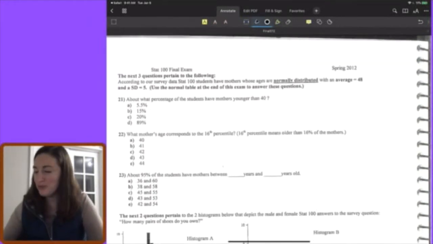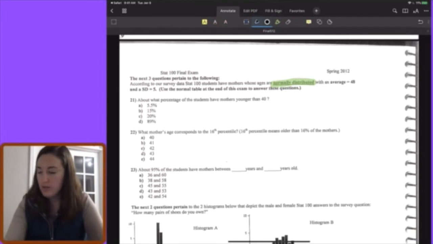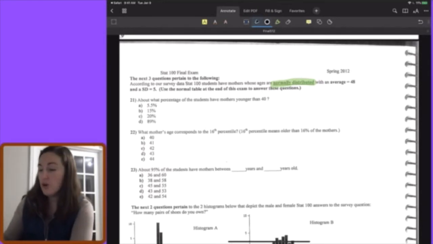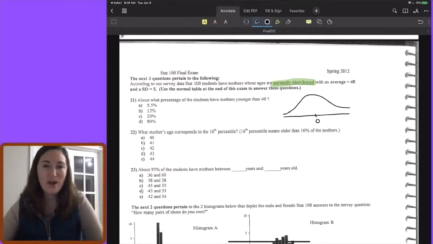This looks like the normal curve, just because I see this right away, normally distributed. So we will go ahead and look at what we're working with. We have mothers' ages normally distributed, average and SD are given, and 21 says what percent of the students have mothers younger than 40. Because the data is normally distributed, I can use the normal curve as an approximate histogram here. And I know my data is going to look roughly like that when I graph it.